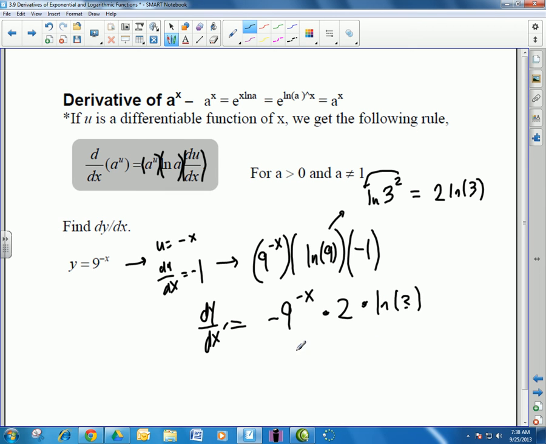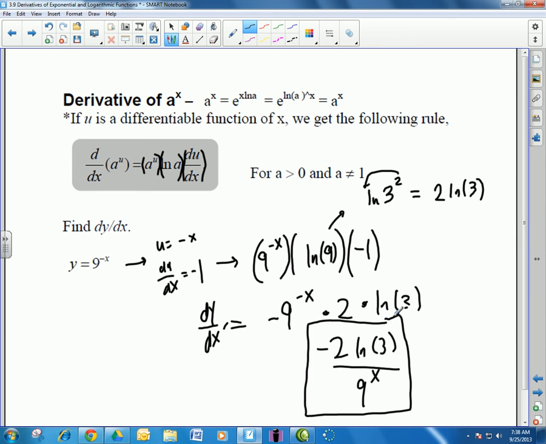Okay, so we're multiplying all those. And then the last thing you can do is on top you would have negative 2 ln of 3 all over 9 to the x. Get rid of that negative exponent. Simplify it as far down as possible, and then that's your answer for the derivative.